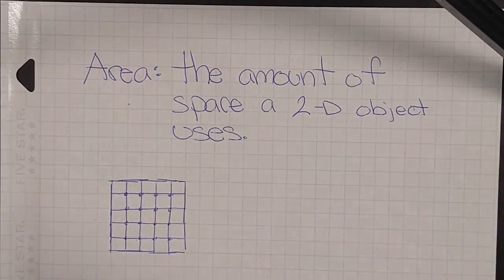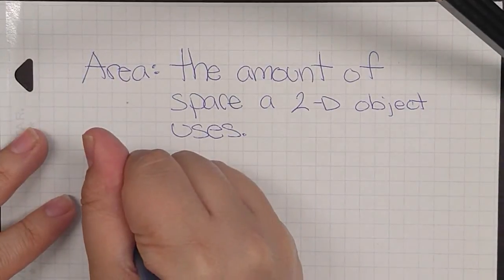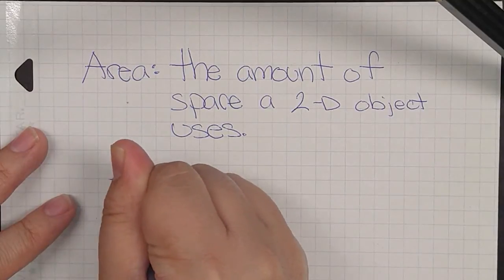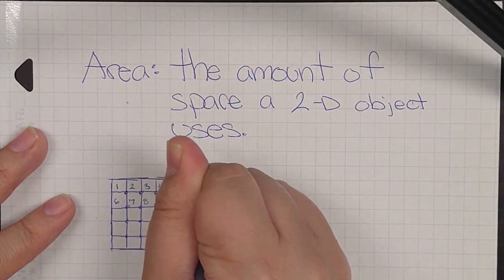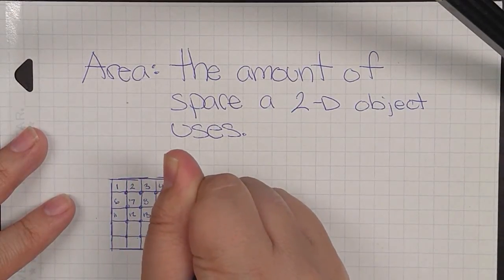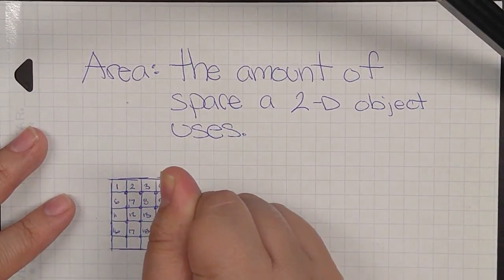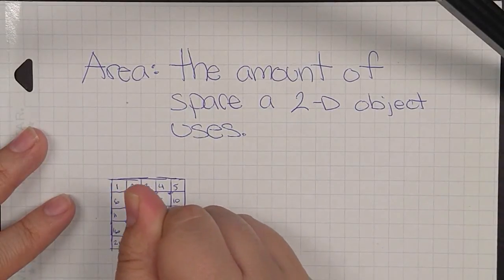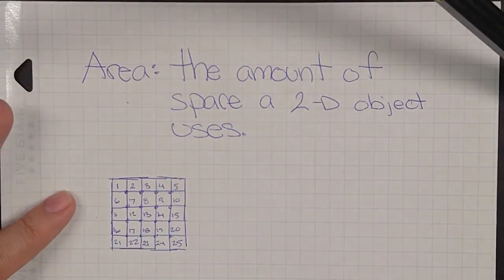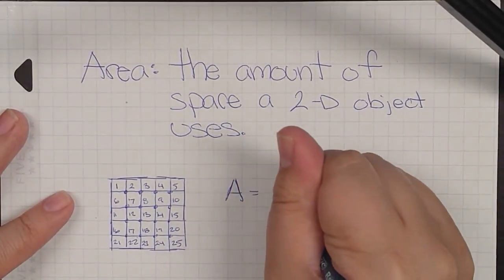Now, in the very beginning, there's no easy way about this. We just need to count the squares, right? And as I'm counting, I'm going to start numbering them. 1, 2, 3, 4, 5, 6, 7, 8, 9, 10, 11, 12, 13, 14, 15, 16, 17, 18, 19, 20, 21, 22, 23, 24, 25. So I know that the area of this shape is going to be 25.